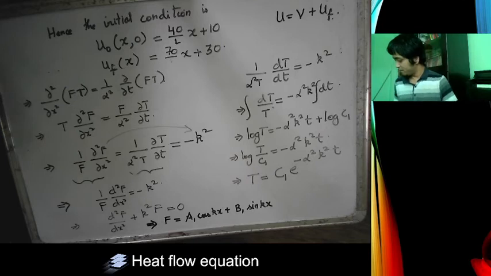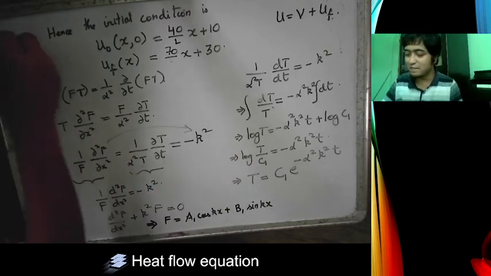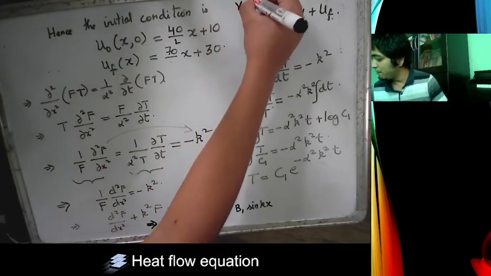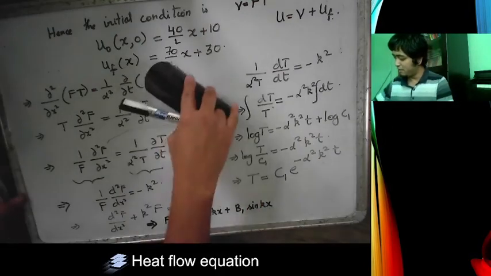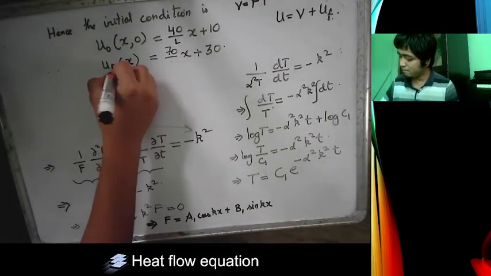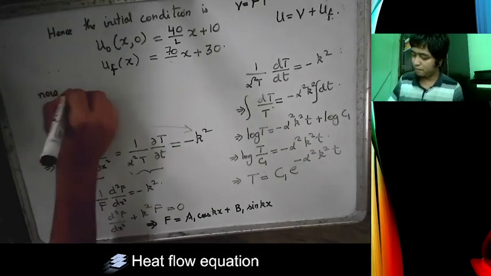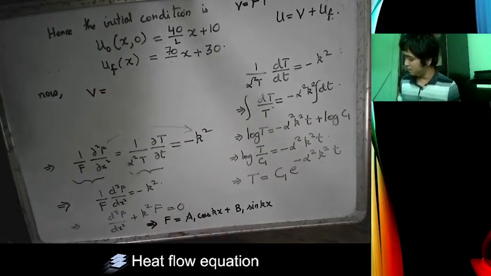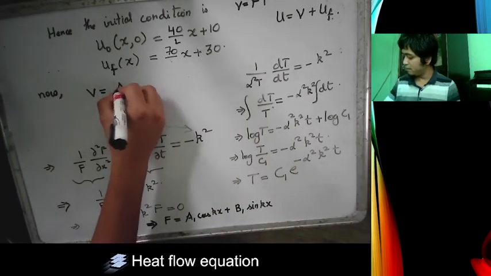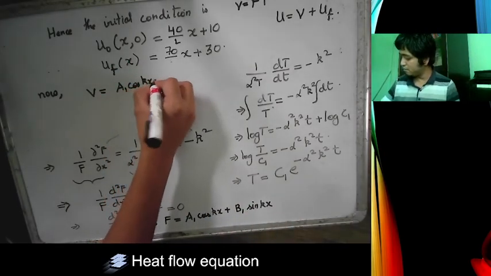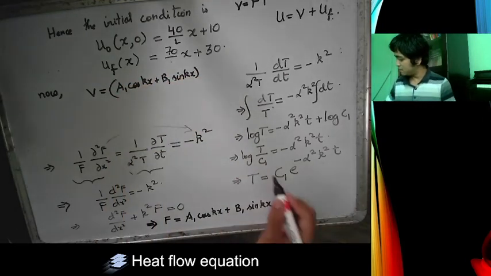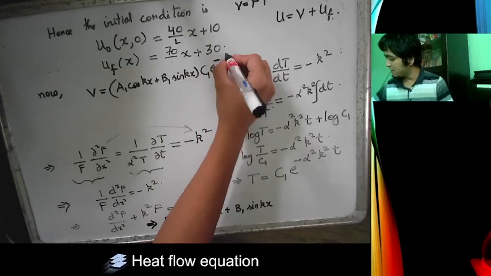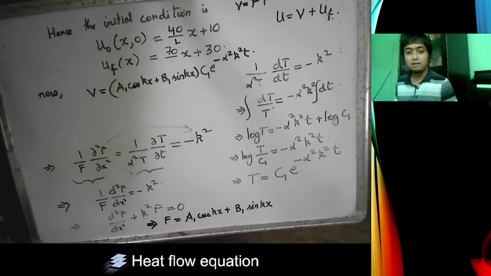After getting this one, remember that initially we had substituted v equal to fT. So now we just multiply f and T. Now v will be equal to fT. So you will be getting A1 cos kx plus B1 sin kx times T, which is c1 e to the minus alpha squared k squared t. So you'll be having this one.